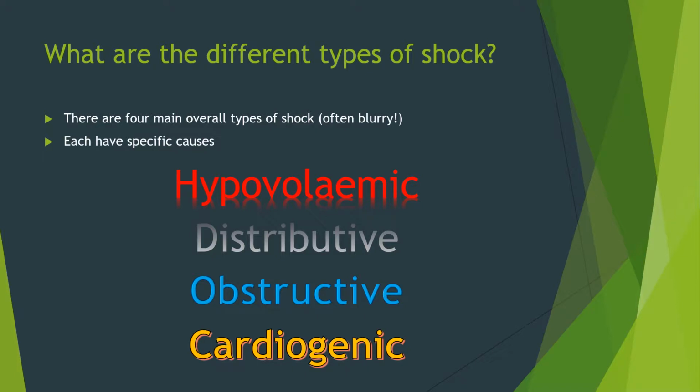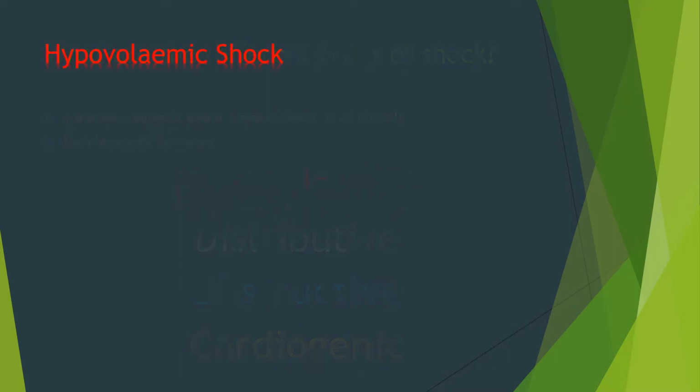So this presentation is only going to be an overview and go into one or two of the different subtypes of these shock states, as we don't have enough time to go through every single part of shock and every single pathophysiological process underlying all of these four types of shock. First one that we're going to start off with is hypovolemic shock.